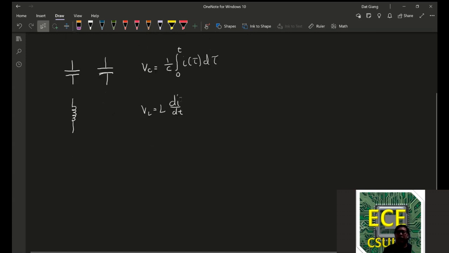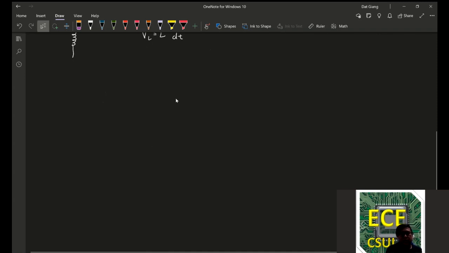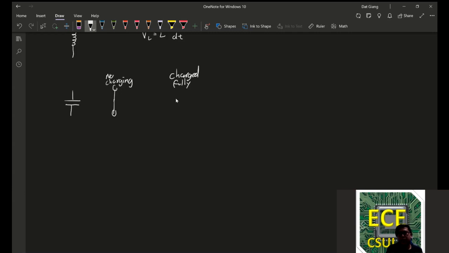Note, capacitors and inductors are energy storage elements. They're not amplifiers. So if you ever see a case where somehow the output voltage is greater than the input voltage, then we have an impossibility. Now, for capacitors, when you don't charge them, they act like a short circuit. So this is no charging. But if you charge it all the way, charged fully, it becomes an open circuit.